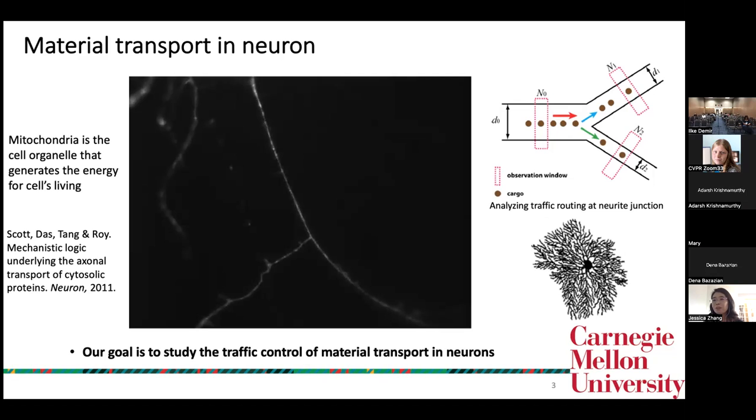The neuron morphology is so complicated, which means the organelles need to be smart enough to transport, especially when they meet the bifurcation joint location. The organelles need to take the right path and go to the right place. And how do we study this? How do we simulate material transport? That is the key issue in our research project.